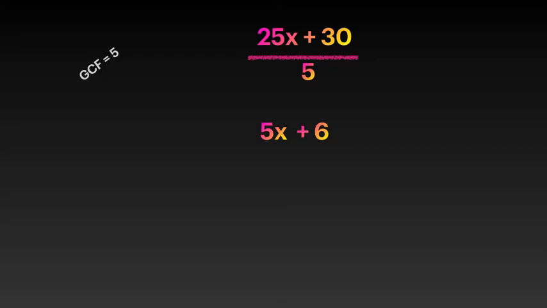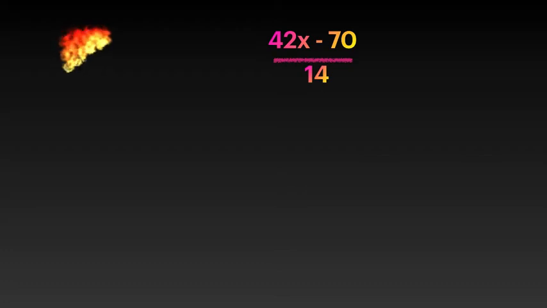Let's try another example. Let's say we have 42x minus 70 divided by 14. So again, greatest common factor, what goes into 42x, negative 70, and 14 evenly. And notice I said negative 70 because that is interchangeable with minus, they're both going down. So the greatest common factor of all of those terms is 14.